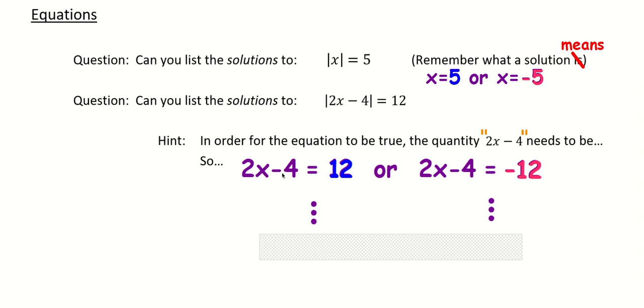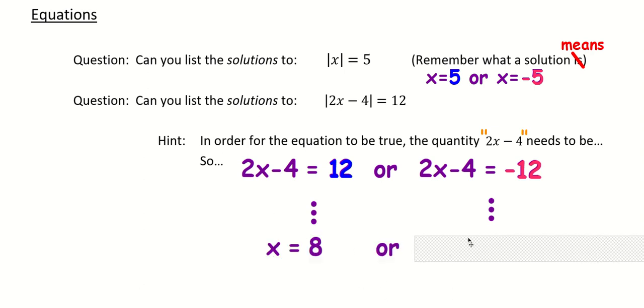Well, we add 4 to both sides, then divide both sides by 2. Same thing over here: add 4 to both sides, and then divide both sides by 2. You get a negative 4. So there's two answers here. X could equal 8, or, and it is technically the word or that's needed here, or X could be negative 4 instead for this to work and to be a solution. Okay?